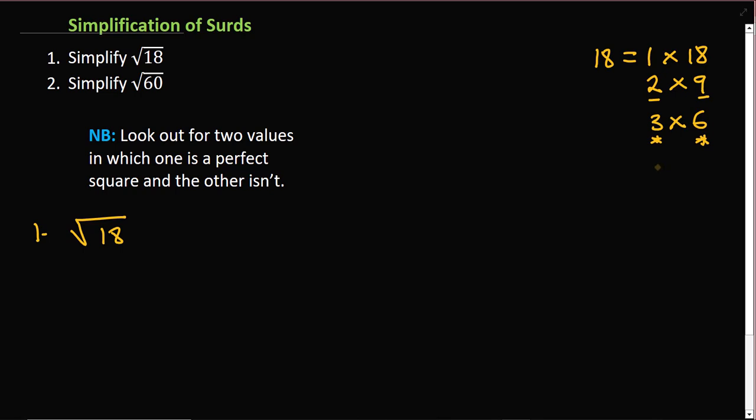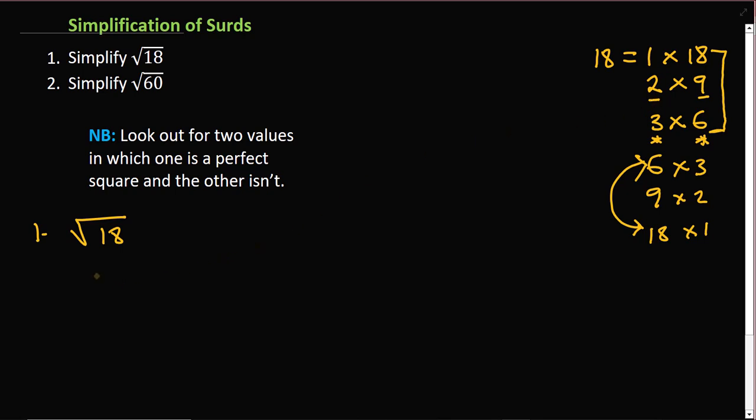Now what other value can divide 18? 4 cannot divide 18, 5 cannot divide 18. So we are back to 6 again. So we have 6 multiplied by 3, then 9 multiplied by 2, and then 18 multiplied by 1. From this point, we have what I used to call a turn in maths. We have seen all the possible values that combine to give us 18. We can't work with this, neither can we work with the first one, but we can work with 2 and 9, because 9 is a perfect square and 2 isn't. Like we said, just look for one value which is a perfect square, and the other does not have to be a perfect square.